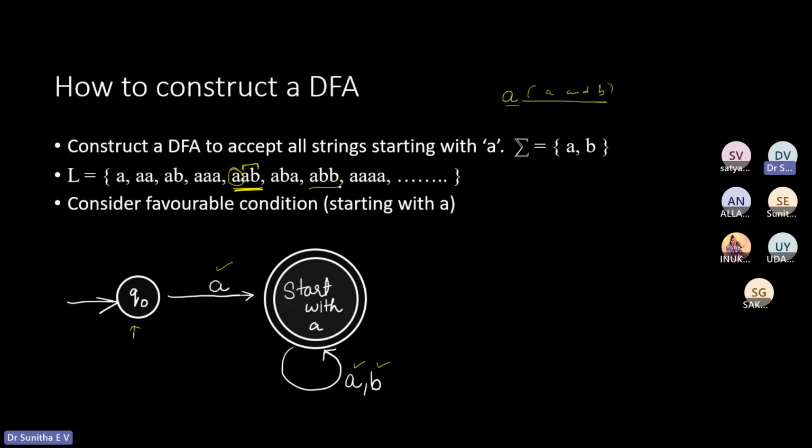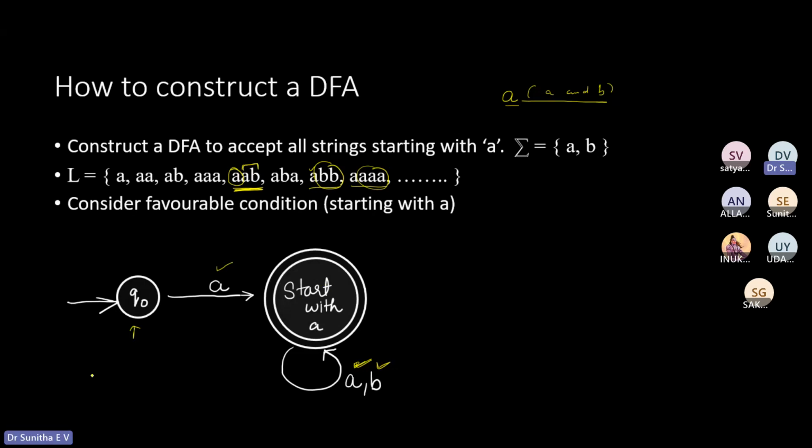If I take ABB, when I read the first A, it will move from Q0 to this state. For the next two Bs, it will take the self loop and remain in the same final state, and the string will be accepted. Consider AAA. When we see the first A, it will transit from Q0 to the final state, and for the remaining As, it will take the same self loop and remain in the final state. So finally, the string will be accepted. After reading the entire string, if the machine is in a final state, the string will be accepted. So these are the positive conditions.